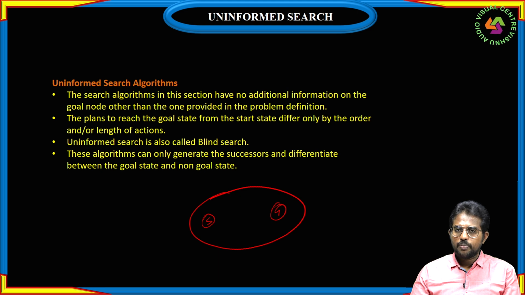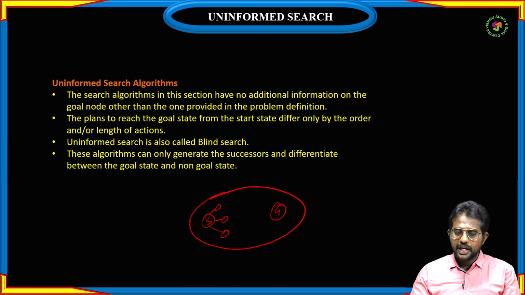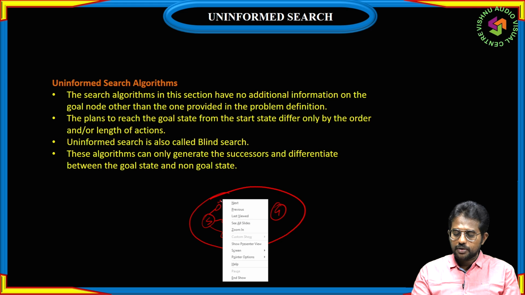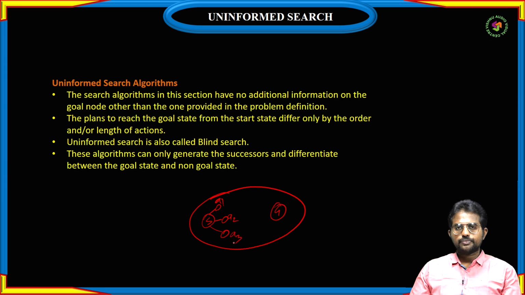So there is no particular statement. From S, let's say I am having three neighbors, three successors. So for this one, if I selected some, let's say this is called A1, this is A2, this is A3.